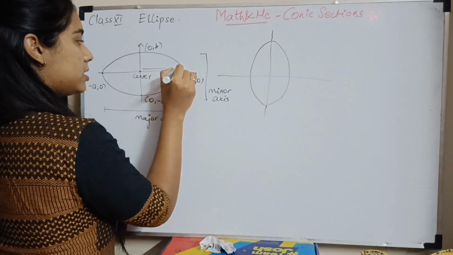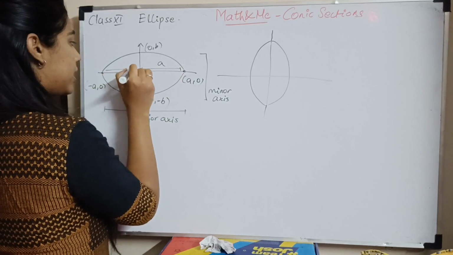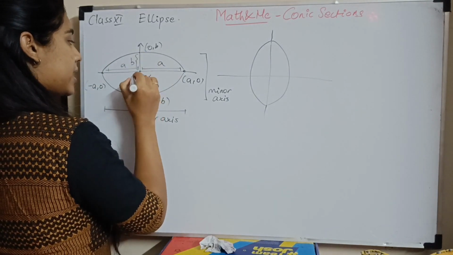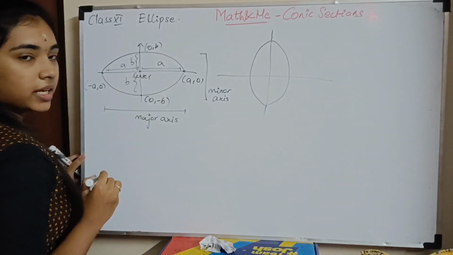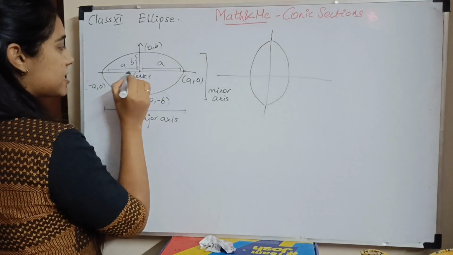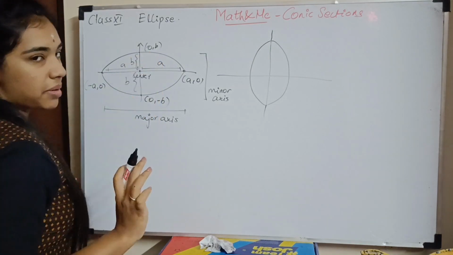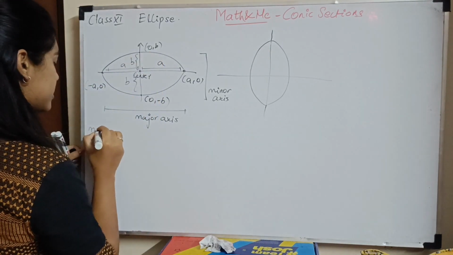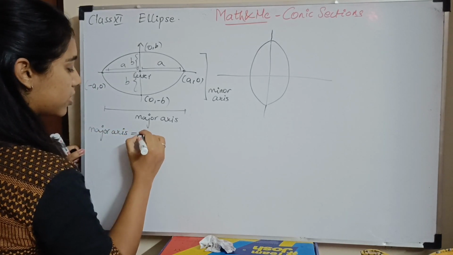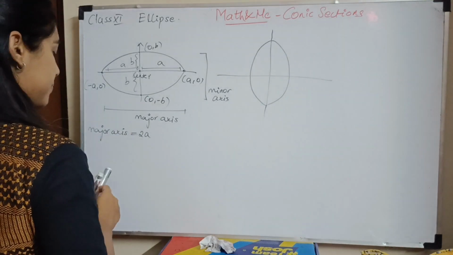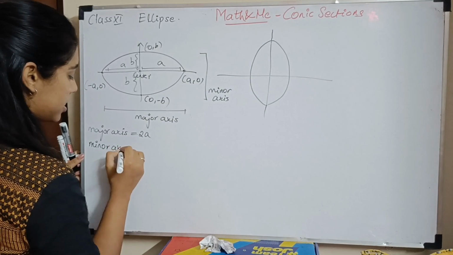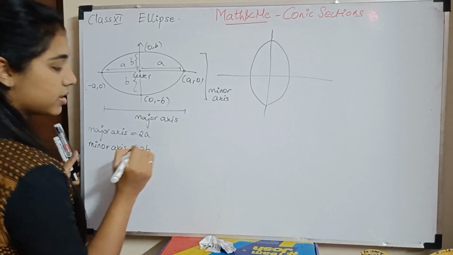So, this is A, and this is also A. And this is B and this is also B. So, this is called the major axis. This is called the minor axis. This is the semi-major axis and this is the semi-minor axis. Okay. So, what is the value of the major axis? Major axis length is 2 times A. And what is the length of your minor axis? It is 2 times B.